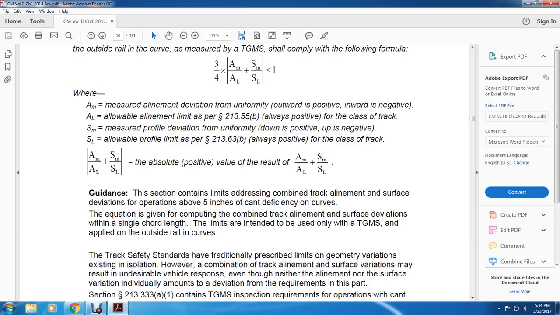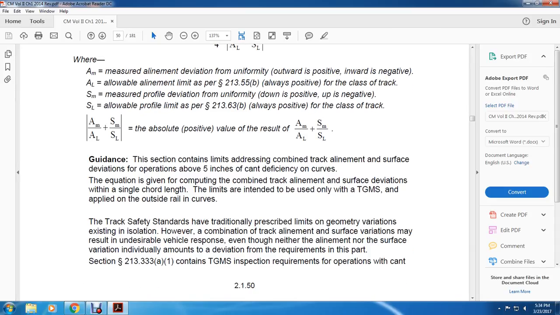The section contains limits on combined track alignment and surface deviation for operation above 5 inches of cant deficiency on curves. The equation gives a way of computing combined track alignment and surface deviation of a single chord length, with the limits intended for use with the track geometry measurement system applied on the outside rail in curves. The track safety standards have additional prescribed limits on track geometry variations existing in isolation. However, the combination of track alignment and surface variations may result in undesired vehicle response even though neither alignment nor surface variation individually exceeds the deviation requirements of this part.